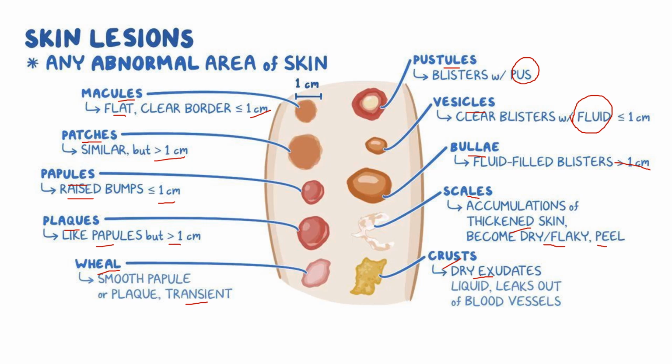So they are dry exudates of the liquid that leaks out of the blood vessel. So that is called a crust. So macule, patch, papule, plaque, pustule, vesicle, bullae, scale, crust, wheal. I think that's clear.